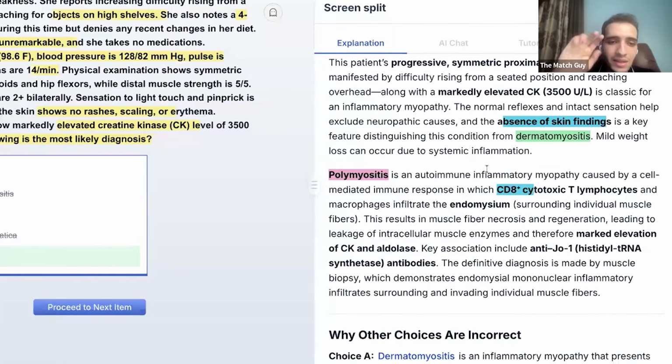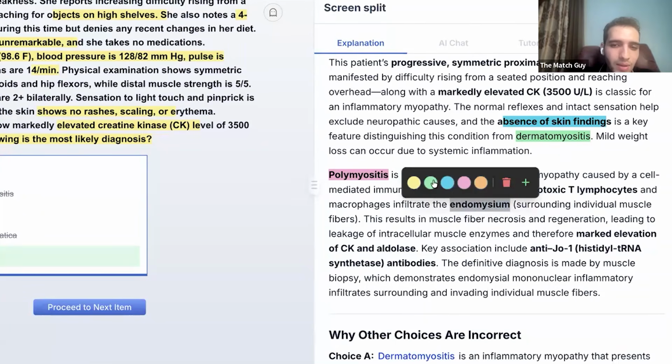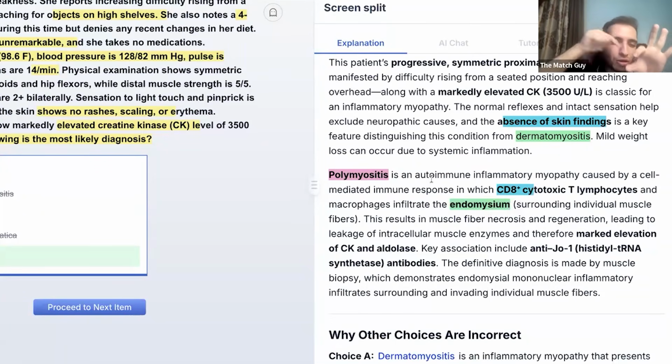On the other hand, derm, 4 characters, derm. So it's CD4. So dermato is CD4. Poly is CD8 that infiltrates the endomysium. I know poly, endomysium; derm, perimysium. I remember derm is around the body in the dermatology, so it's a perimysium, but poly is endomysium. So I always try to make sure I know these high yield facts. Okay, there is also elevated creatine kinase and aldolase. Key associations include anti-Jo1 antibody. I need to remember this.